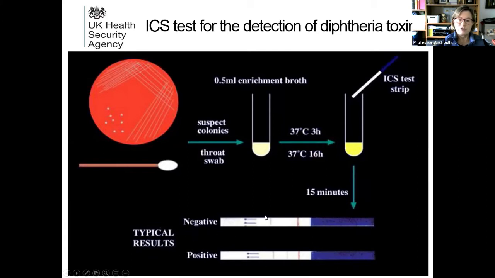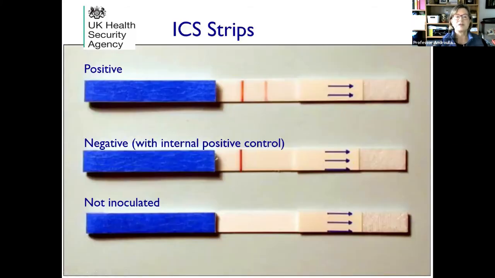So this is the control. And this is a positive here. You can just about see it. This is it in reality. This is much better. So this is the control. This is an uninoculated strip. So this is a positive and this is a negative.